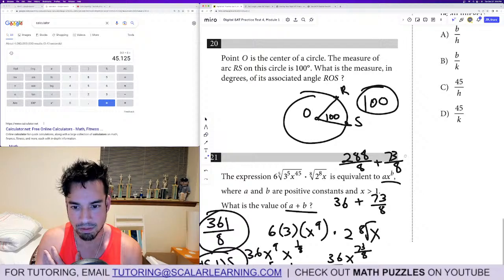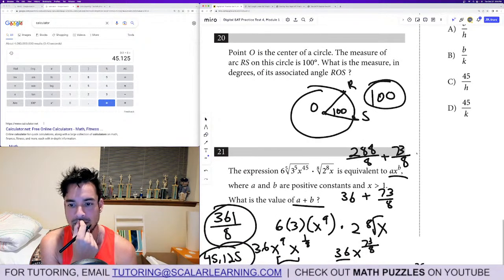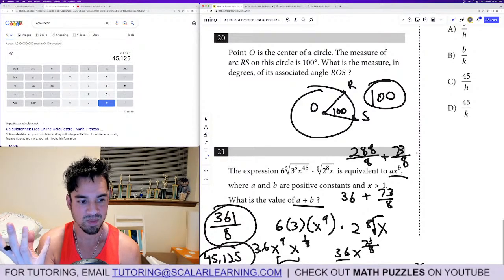2x and the fifth root. The fifth root of x to the 45th is x to the 9th, right? x to the 9th, x to the 9th.